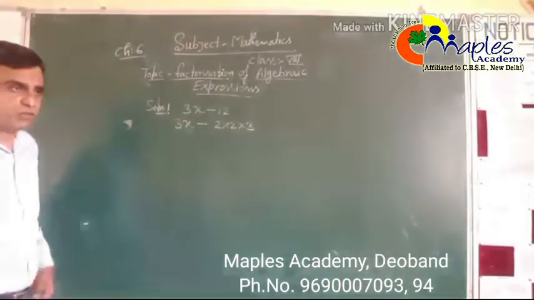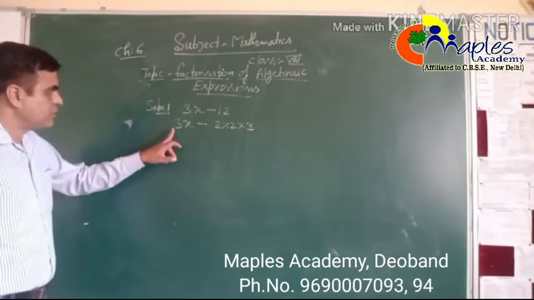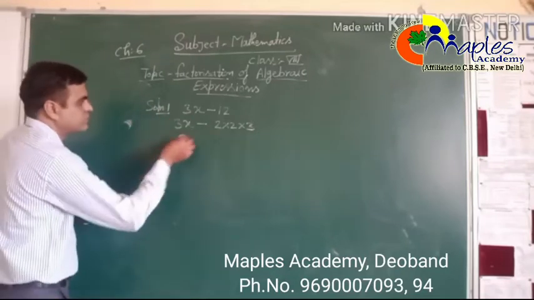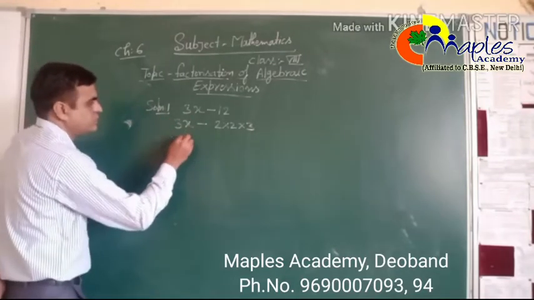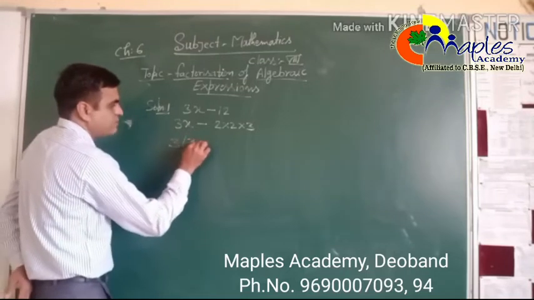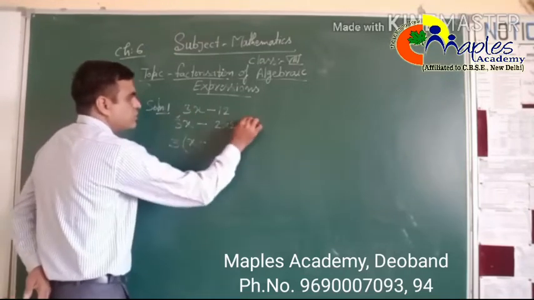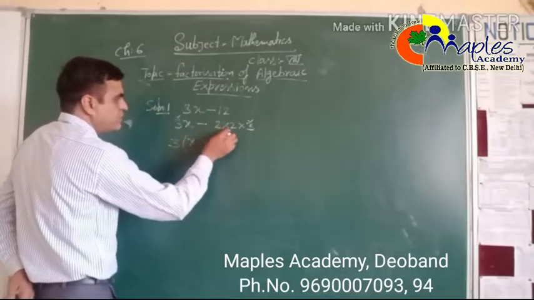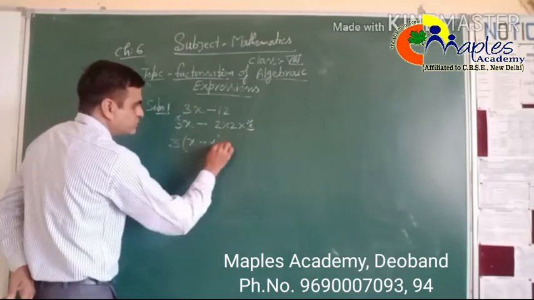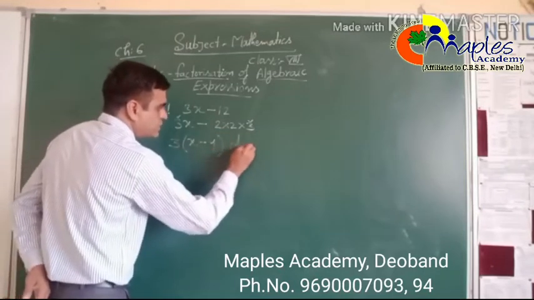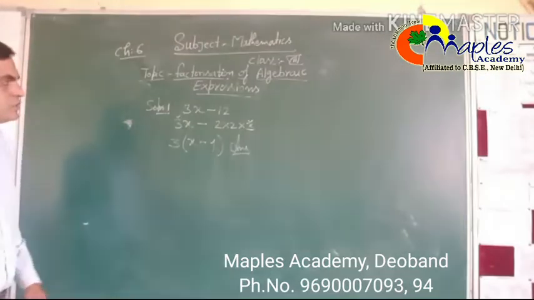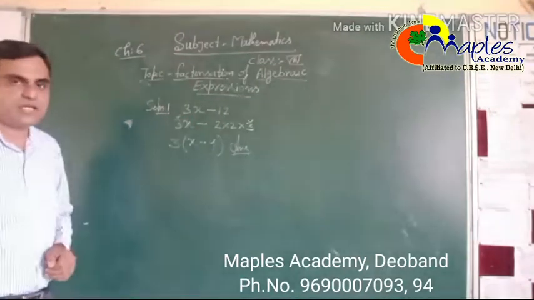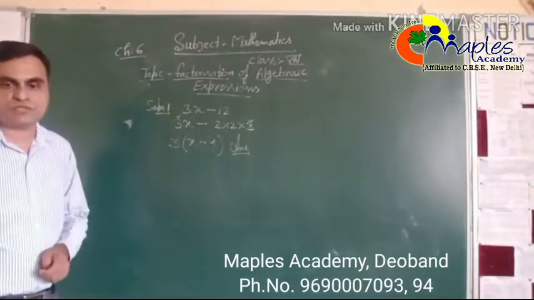Now we have to take out the common number. Here the term is 3x and here the number is 3. The common number is 3. Now you have to write x minus, here we take 3 as common. So now multiply these numbers. When you multiply 2 by 2, we get 4. This is the answer. So by factorizing 3x minus 12, we get 3 into x minus 4 as our answer.